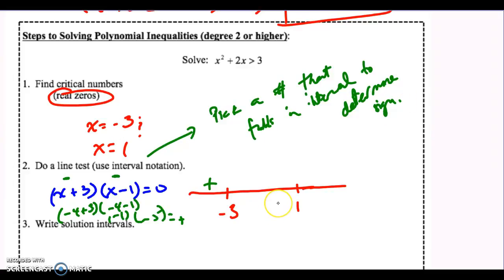So let's try -3 to 1. What would be a good number that I could pick that could be plugged in between those two numbers? 0. Right. Thank you. That was my alter ego.